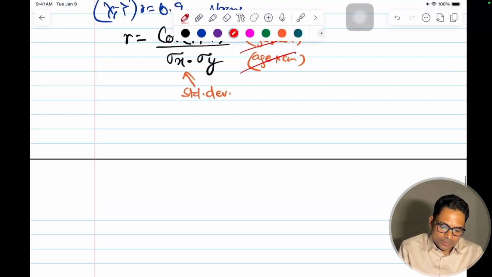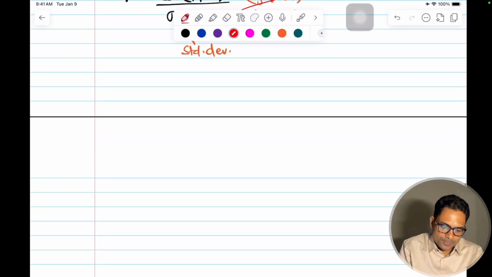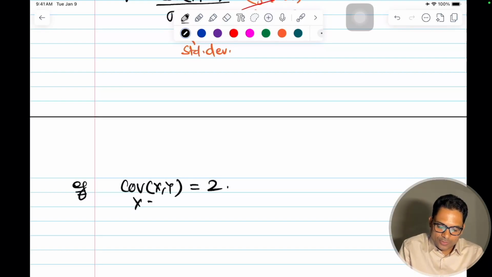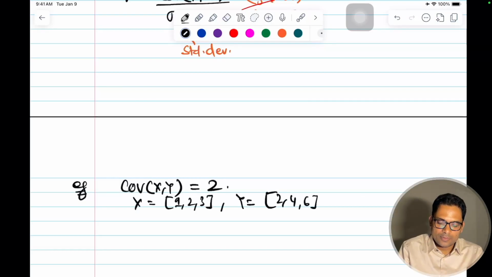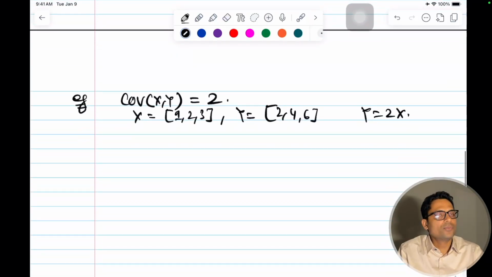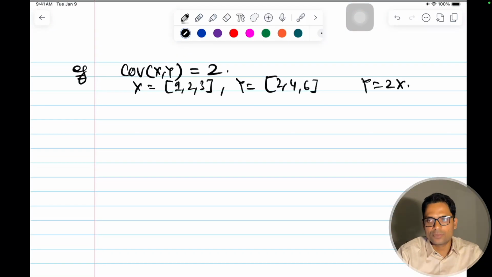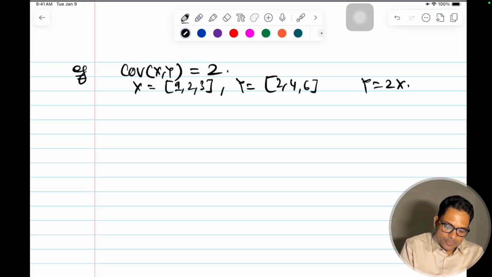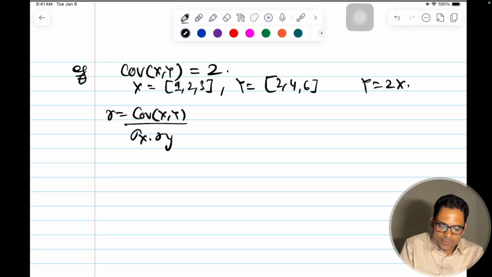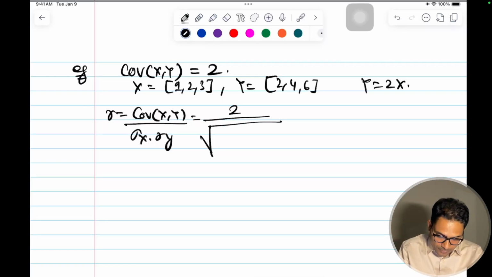So let's solve the example that we have. We had the covariance of x comma y equal to 2, where x was equal to 1, 2, 3 and y was equal to 2, 4, 6. Y is equal to 2x, strongly correlated. Let's quickly compute the Pearson correlation coefficient. R will be equal to the covariance of xy divided by sigma x into sigma y. The covariance of xy we have calculated as 2. What will be the standard deviation?